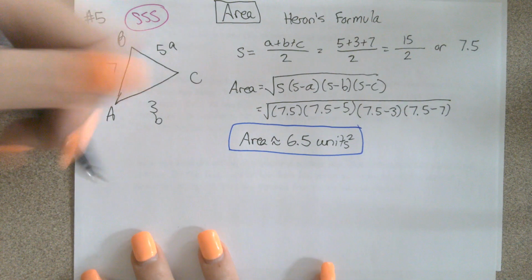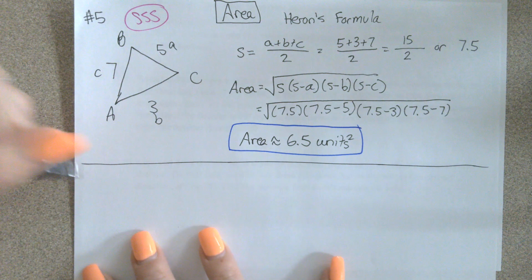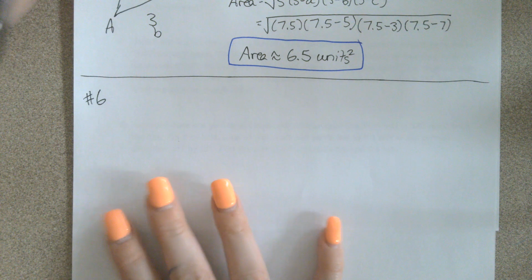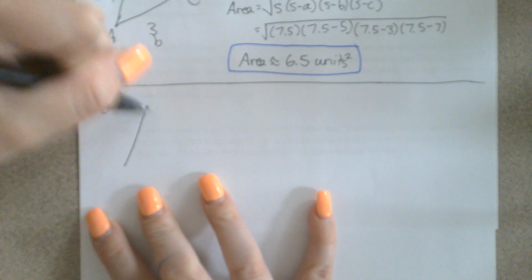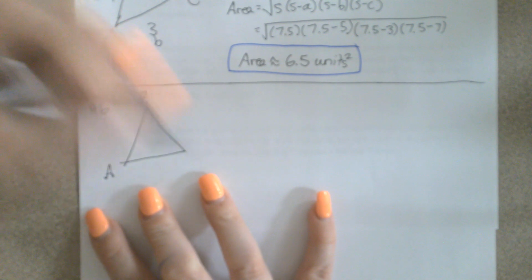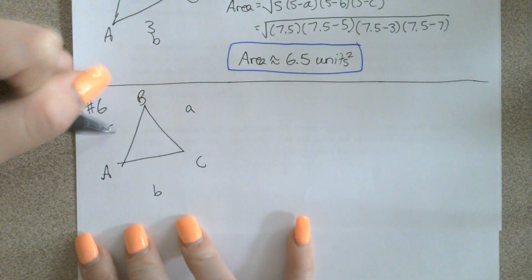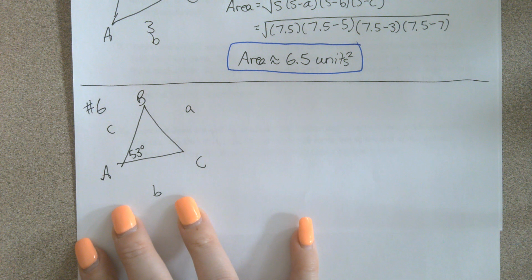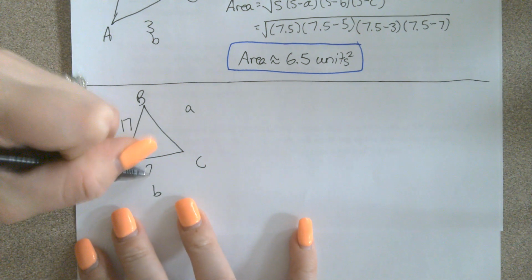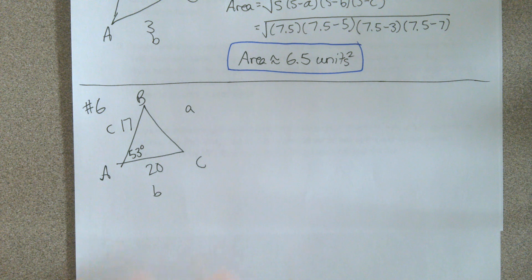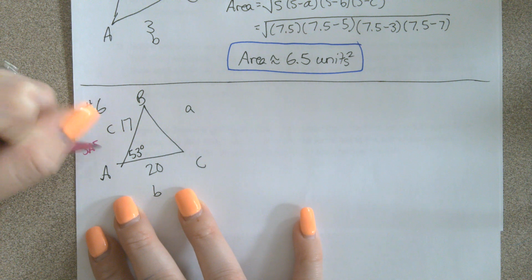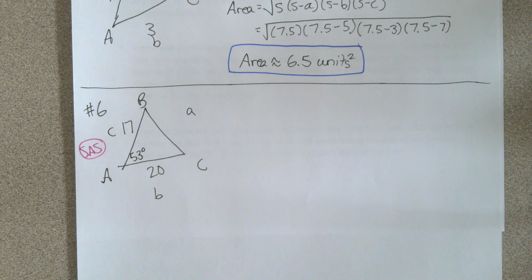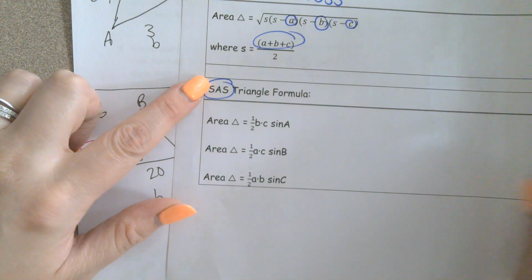2 more. Number 6. ABC. Angle A is 53 degrees. C is 17. B is 20. Identify it, classify it. We have SAS. 2 sides with the angle in between them. So this is a perfect candidate for the SAS triangle formula.